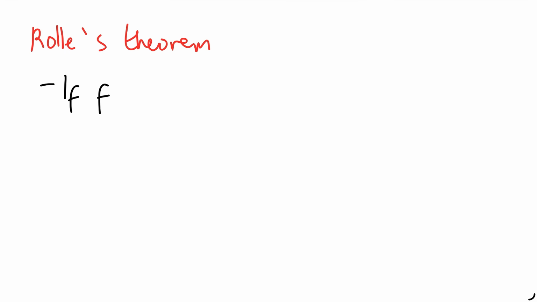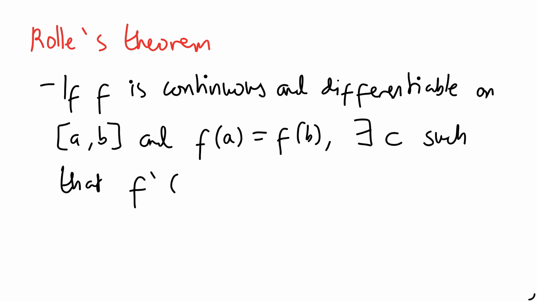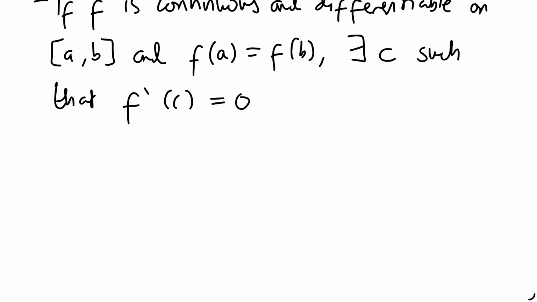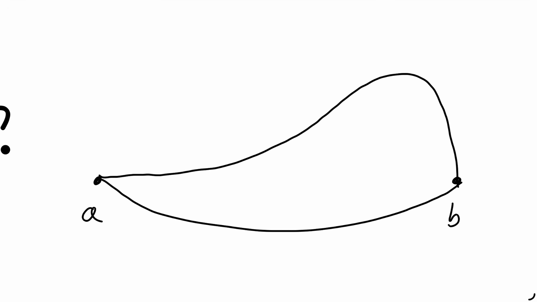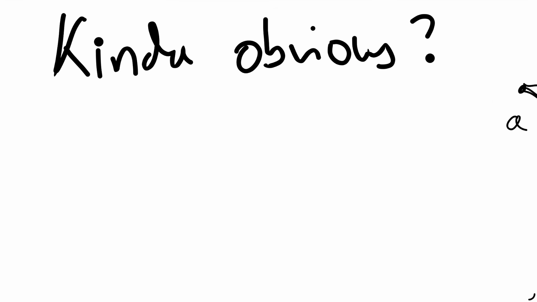Rolle's theorem says that if f is continuous and differentiable on the interval a b, and f of a equals f of b equals 0, then there exists some c in that interval where f prime of c is equal to 0. And this is pretty obvious as well. Basically, to get from here to here you have to have some point where the tangent is flat. But despite its obviousness, we can throw together a little proof.